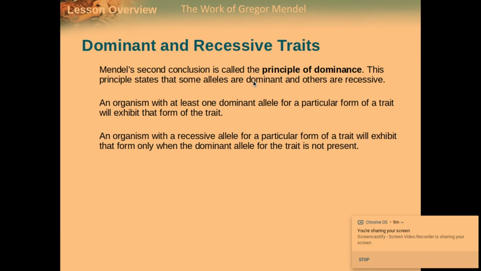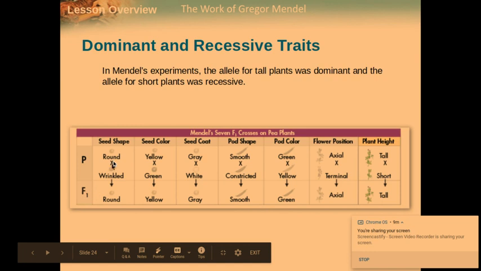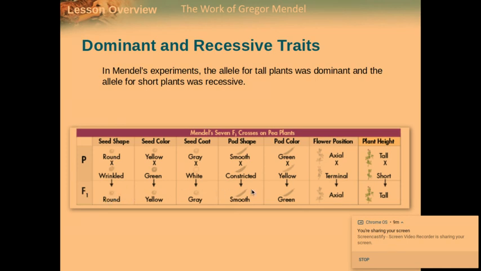Mendel's second conclusion is called the principle of dominance. This principle states that some alleles are dominant and others are recessive. An organism with at least one dominant allele for a particular form of a trait will exhibit that form of the trait. An organism with a recessive allele for a particular form of a trait will exhibit the form when the dominant allele for the trait is not present. So if you look down here, this told him which trait was dominant. All the ones down here that showed up in the F1 generation are the dominant alleles.